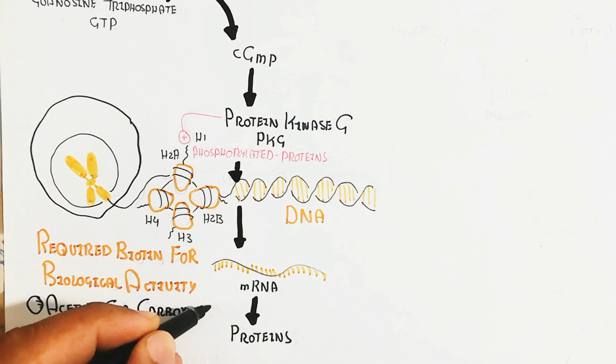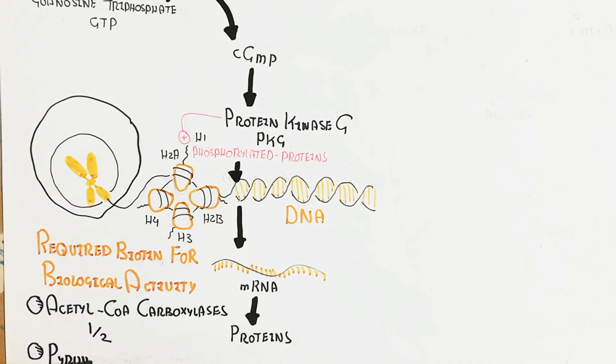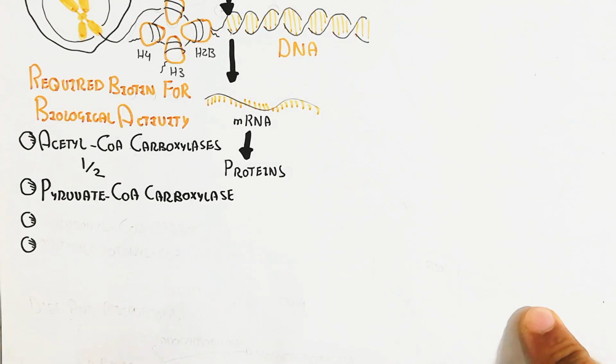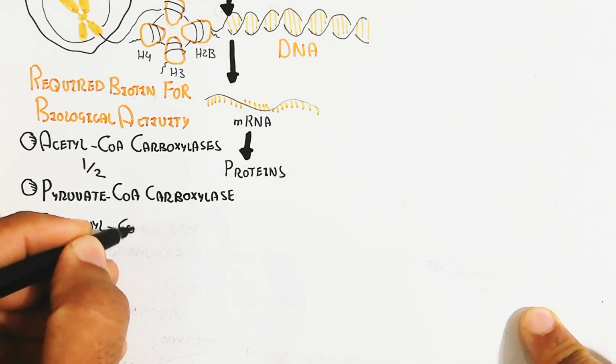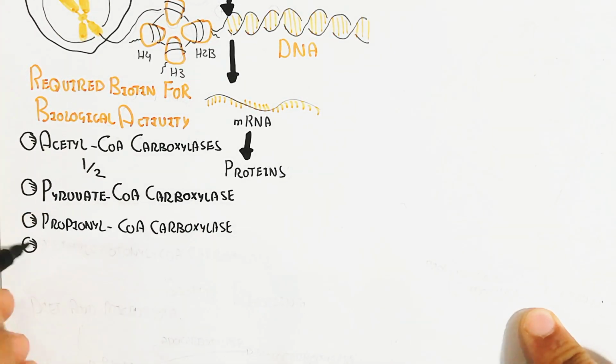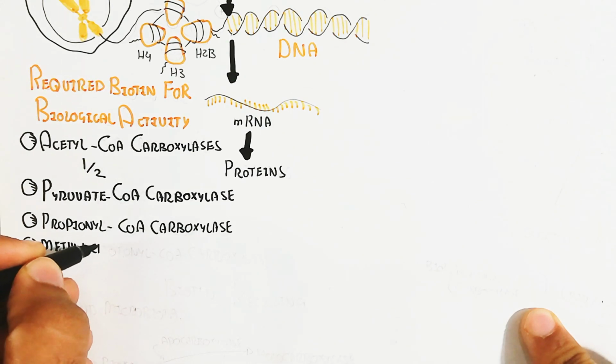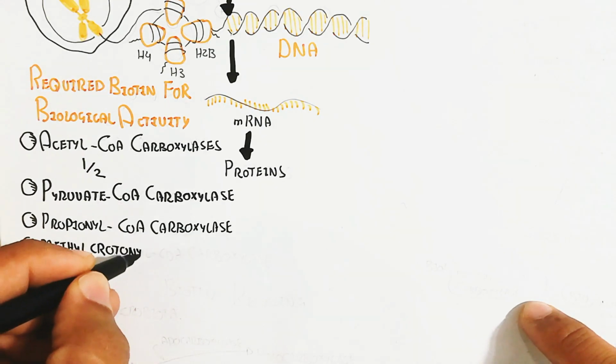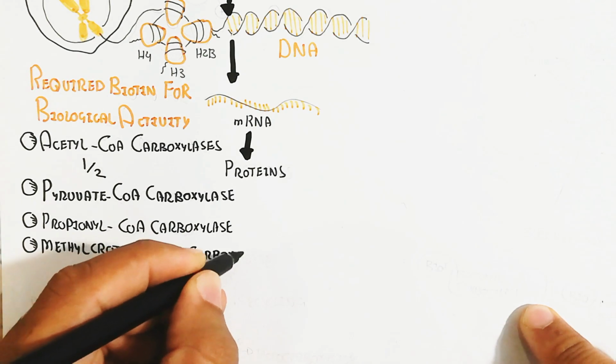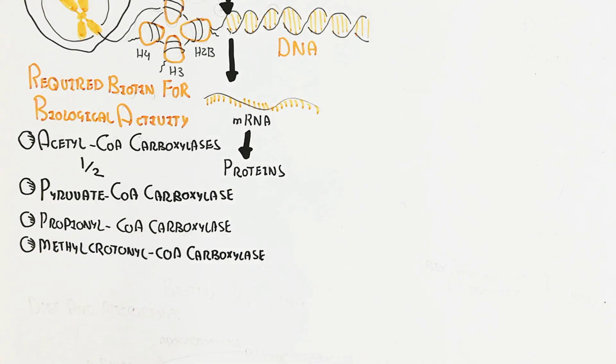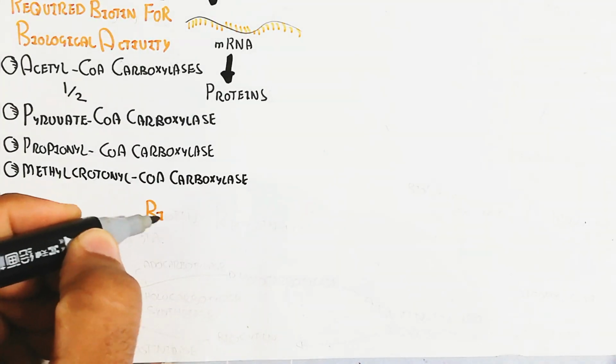The enzymes requiring biotin for biological activity are acetyl CoA carboxylase 1 and 2, as well as pyruvate carboxylase, propionyl CoA carboxylase, and methylcrotonyl CoA carboxylase. All these enzymes require biotin.